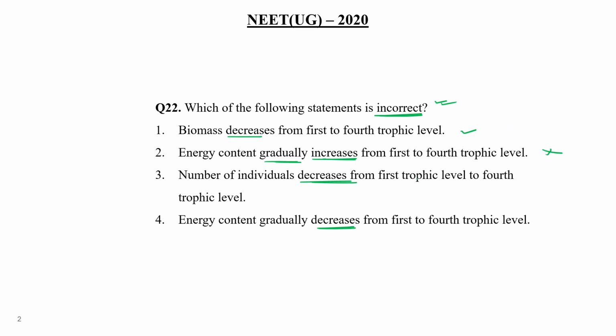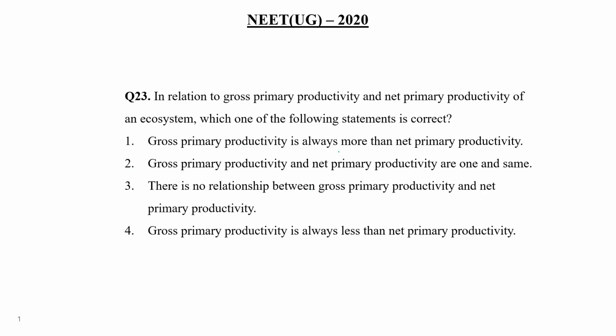Number of individuals decreases from first trophic level to fourth level. Yes, generally this is the correct statement, because on the bottom level, the first trophic level, mainly producers are there. Green plants and grassland are present on the first trophic level. So this is again a right statement. Energy content gradually decreases from first to fourth level. I have just explained this line, so this is the correct statement. So which one is the incorrect statement? Choice number 2. Energy content gradually increases. No, not increase, decrease from the first to the next trophic level.